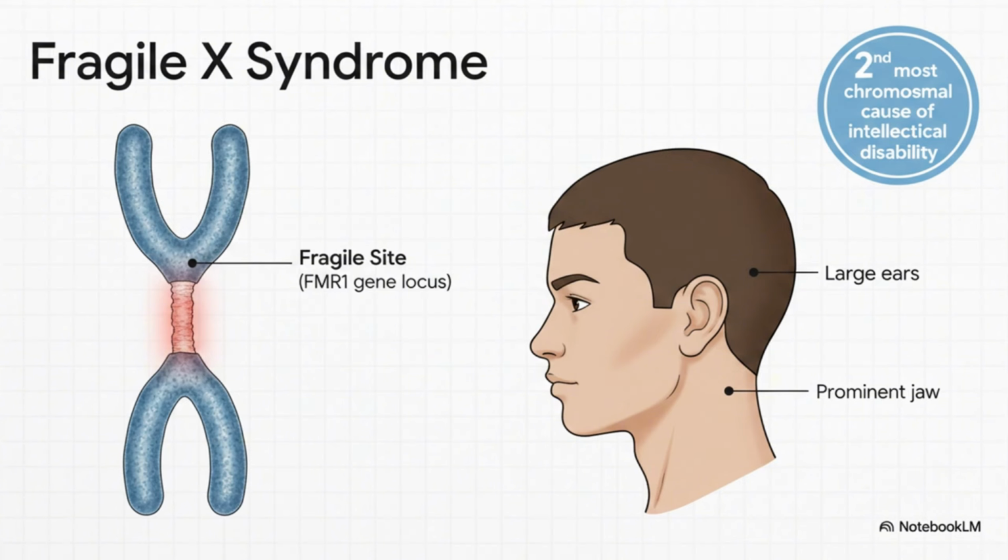This is a big one. It's the second most common cause of chromosomal intellectual disability, right after Down syndrome. And clinically, it often presents with features like large ears and a prominent jaw.